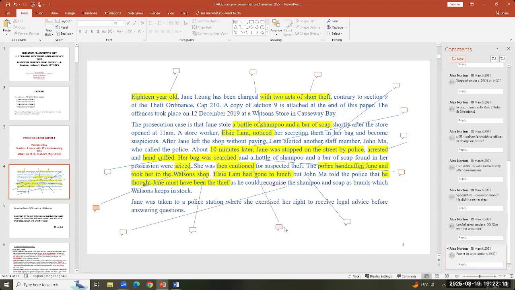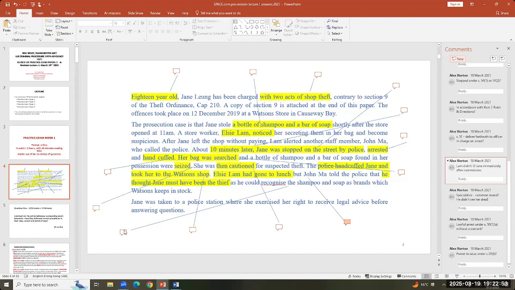She's then cautioned, right? Is the caution in accordance with Rule 2 of the Rules and Directions? And then they handcuff her and take her back to the shop. Remember this provision in Section 51, Police Force Ordinance, she should be delivered forthwith to the officer in charge on arrest. So is it legitimate for them to take her back to the shop? Elsie's off for lunch, but John Marr says, Jane must be the thief because I recognize these items as brands which we stole. So in other words, Lamb does not identify Jane immediately after the commission of the offense.